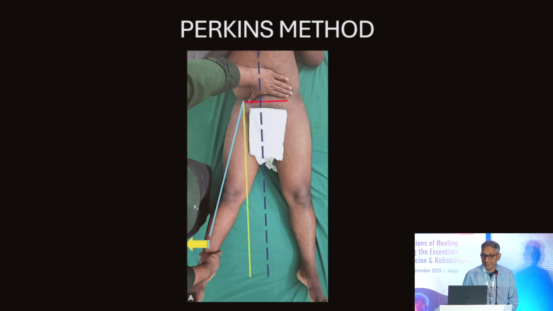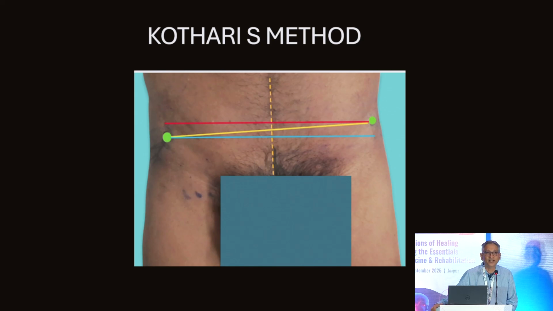Whereas in Kothari's method, you should not square it. The limbs should be parallel. You draw a line from the center of the umbilicus toward the symphysis pubis. Then you join both ASIS. Then you draw a line from the ASIS to the center. That angle is the angle of deformity. Okay, so that is Kothari's method. You should be thorough with the Perkins and Kothari methods.